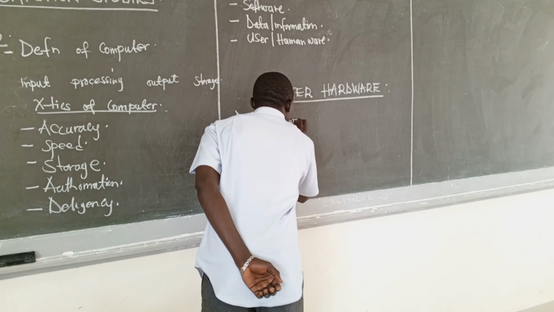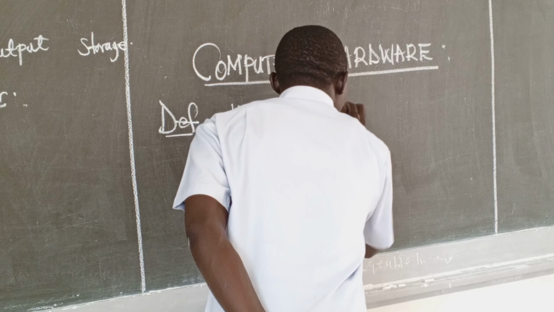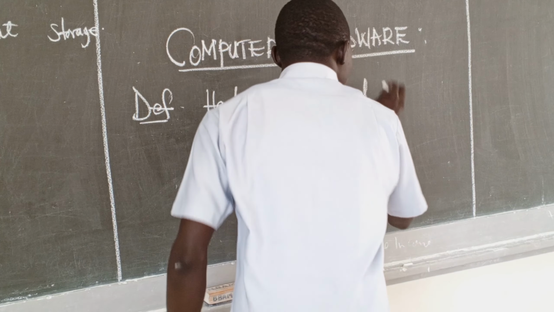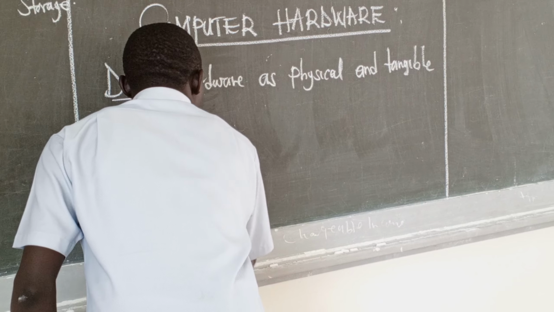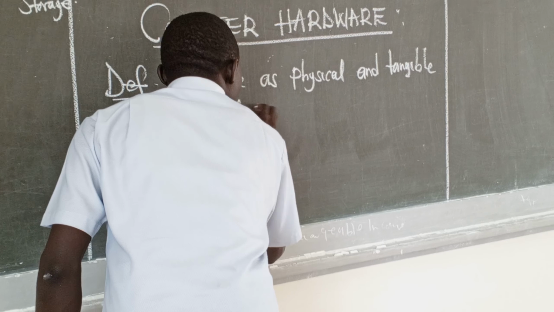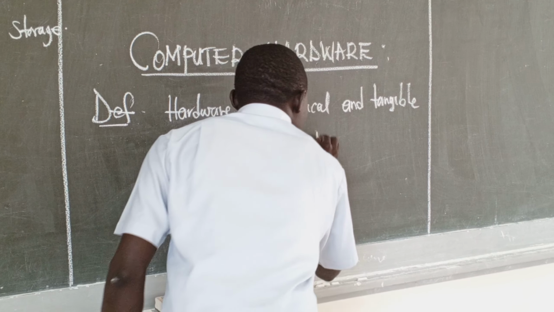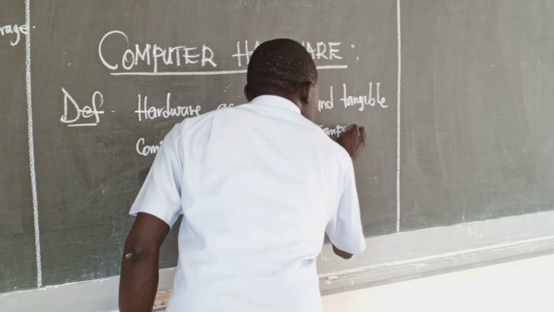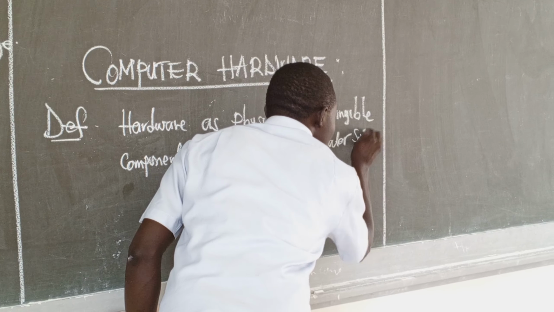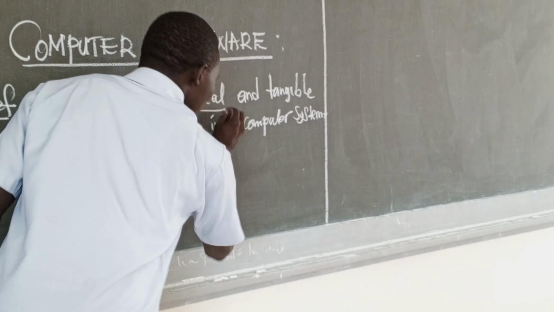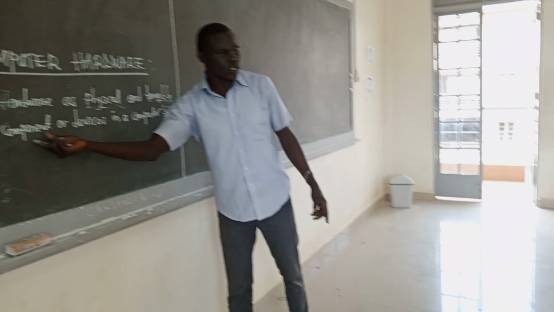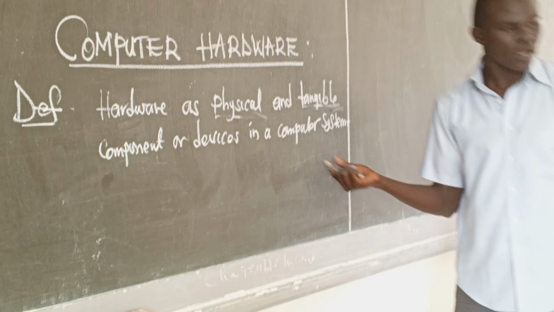So we can define hardware as physical and tangible components or devices in a computer system. So, when you look at this definition, we say physical and tangible. A hardware is defined as a physical and tangible component or a device in a computer system.